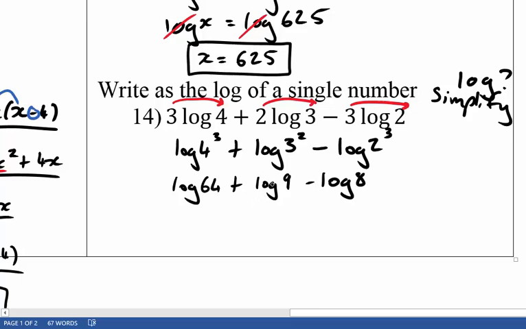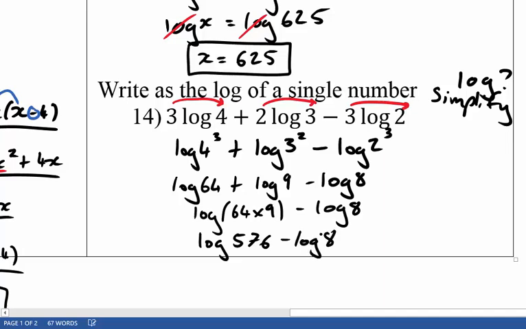The last thing I need to do now is the actual simplifying. When I add two logs together, it is the same as timesing the numbers in the middle. 64 times 9. I need to use my calculator for that. It's 576. So this is still minus log 8. So that's the same as log 576 minus log 8. And so now I'm down to two things.